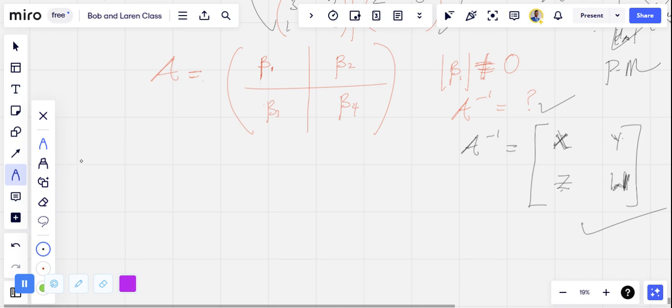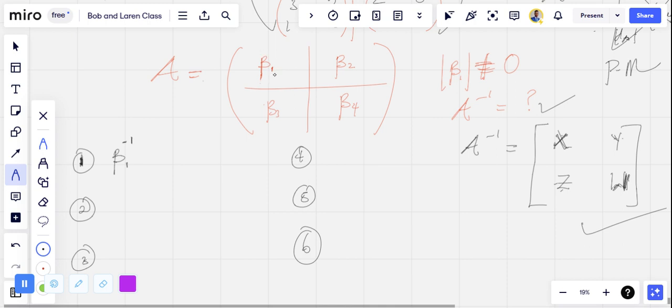So the first step you need to do now, I said we need 6 steps. Step 1, 2, 3, 4, 5, 6. Are you ready? Okay. So for the first step, you need to find the inverse of that beta 1.